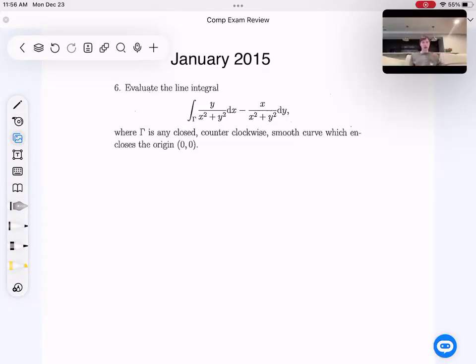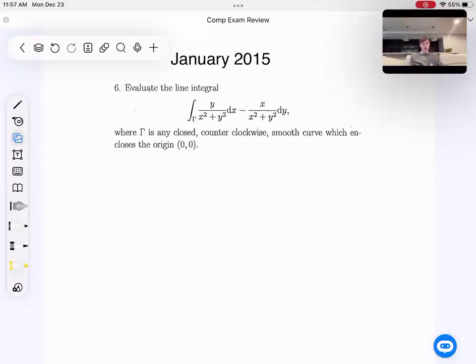Today, we're going to be talking about Green's theorem and using Green's theorem to compute line integrals. And the problem that we have for you today is from the January 2015 comp exam. It's one that I find particularly challenging in the sense that it's quite different than a lot of the vector calculus problems that show up on the comprehensive exams. It kind of has a unique flavor to it, and we'll explore that a little bit today.